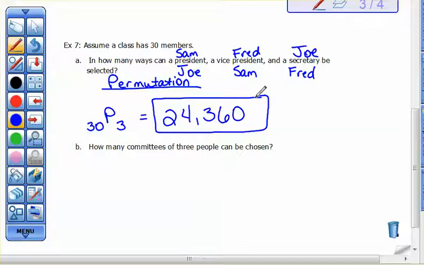Part B says, how many committees of 3 people can be chosen? Again, we need to ask ourselves, is the order important? We're just talking about committees of 3 people here. Does it matter whether it's Fred and Sam and Joe or Joe, Sam, and Fred? That's still the same committee, the same grouping of people. We're not talking about them having specific roles at this point. So in this case, this would be a combination.